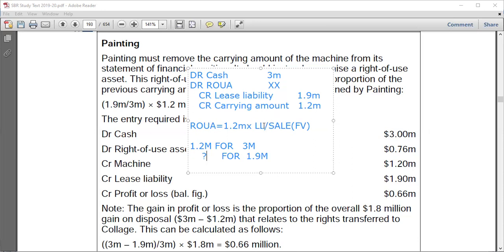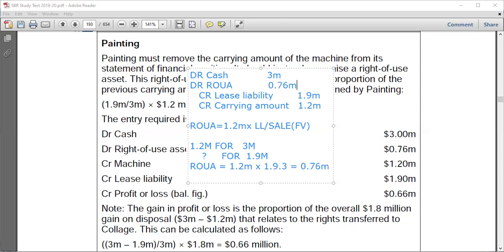So that's why, with the lease liability, we say that the right of use asset could have been obtained as 1.2 million times 1.9 over 3 million, which we actually got as 0.76 million. How do you see this? So this right of use asset comes here, 0.76 million.